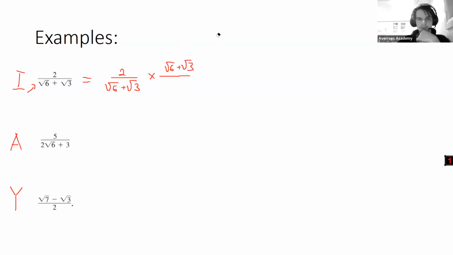So here, do you get an idea why we're multiplying both the numerator and the denominator? Yeah. Because if we are multiplying in this way, we're simply multiplying by 1, because this bracket is equal to 1.